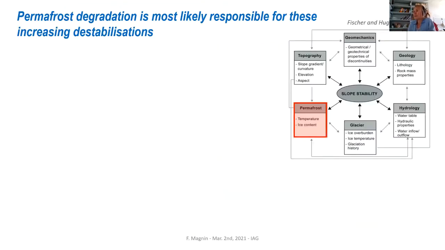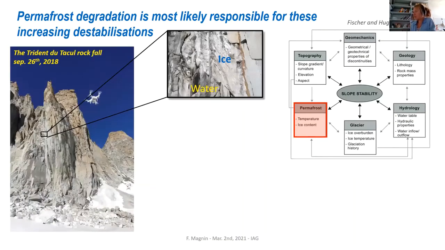So among the various processes that may be responsible for this increasing rock slope destabilization, permafrost is thought to be the main responsible parameter because it directly reacts to atmospheric warming and because it interacts with many other rock slope stability parameters. And one evidence of the role of permafrost in these rockfalls or rock avalanches is the presence of ice in rockfall scars, which is very frequent.